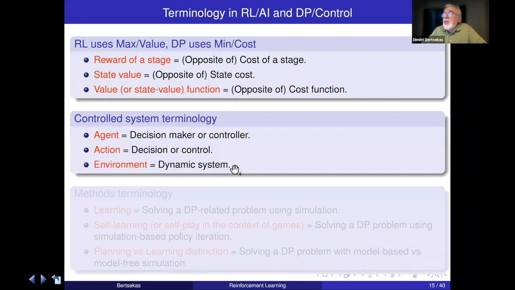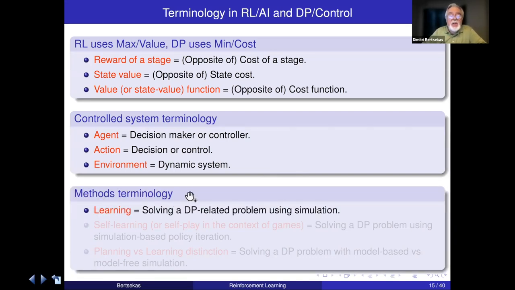Decision control deals with dynamic systems, discrete time dynamic systems, sometimes continuous time dynamic systems, discrete time equations, differential equations, partial differential equations. All of this in reinforcement learning is called the environment. Now, for a person coming from decision control, using environment in place of a dynamic system requires quite an adjustment. It required it for me, I know.